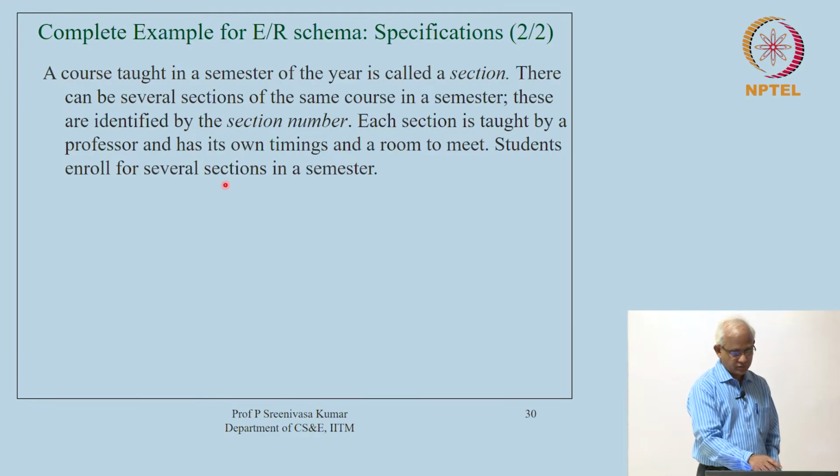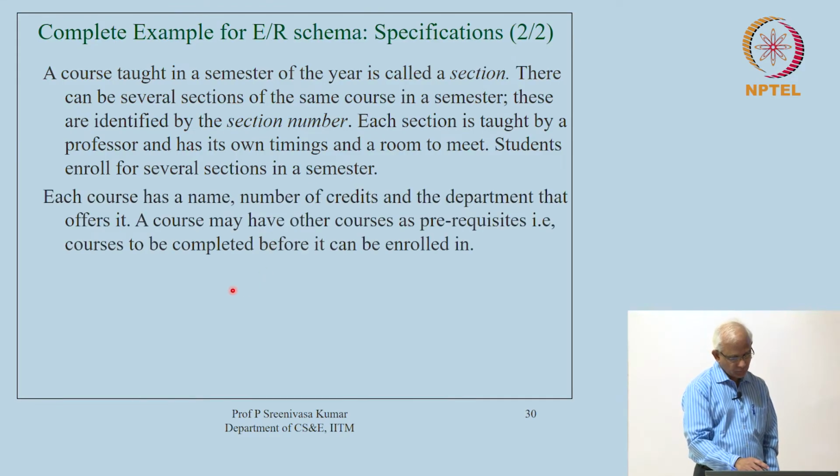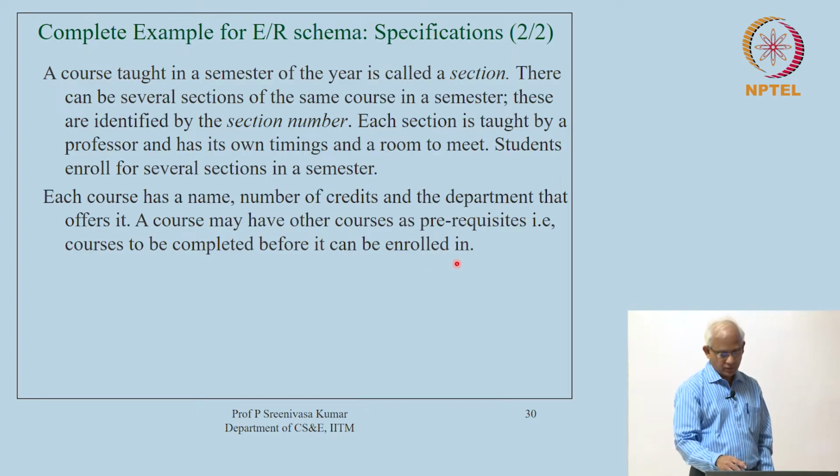Students enroll for several sections in a semester. In a given semester, students enroll for several sections, and each course has a name, number of credits, and the department that offers it. There is an owner department for it. A course may have other courses as prerequisites, that is, the courses to be completed before this particular course can be enrolled in.